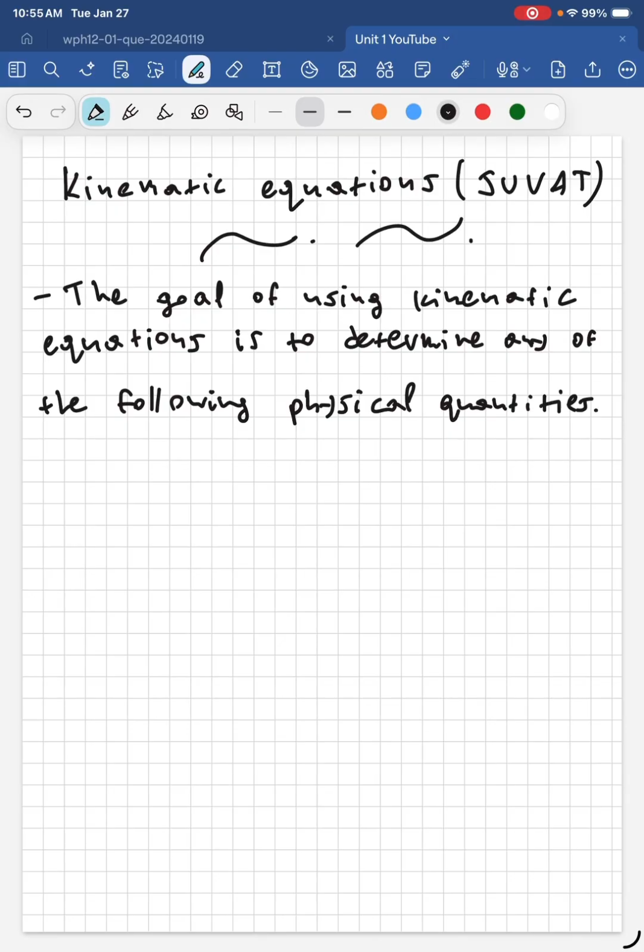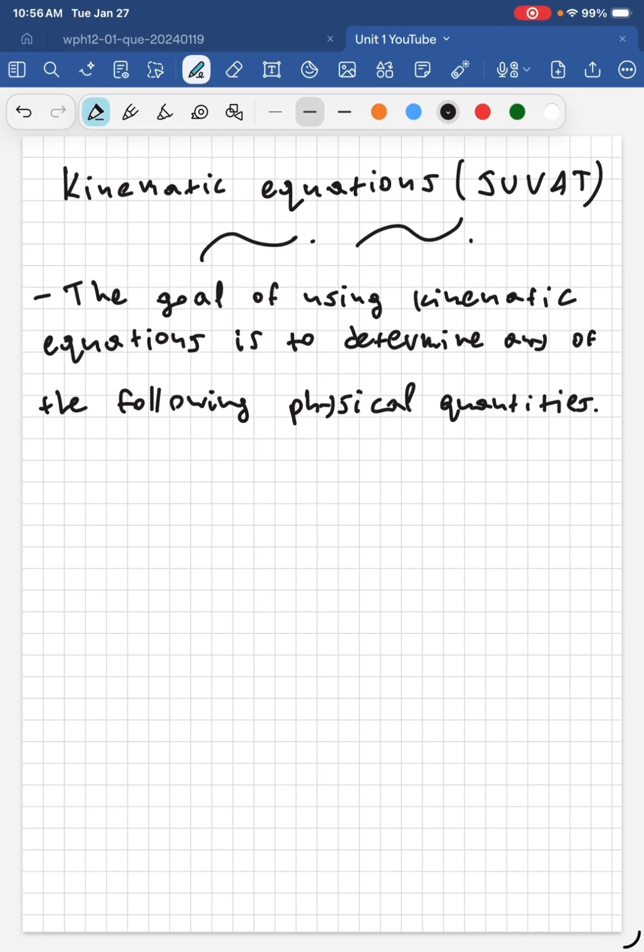And I guess I had to also say that kinematic equations are used to describe objects in motion. And as is often the case even in real life, we are interested in figuring out how far an object will travel under some acceleration or deceleration, or what kind of speed an object will have if given some initial acceleration, initial velocity, and stuff like that. Okay, so the goal is to determine one of the following quantities.